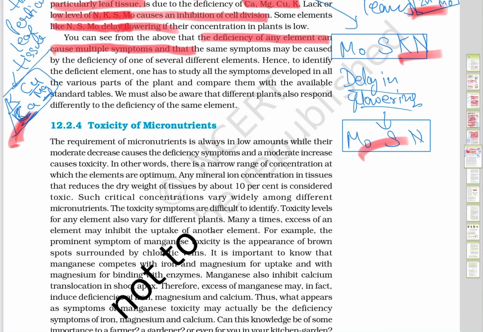Hence, to identify the deficient element, one has to study all the symptoms developed in the various plants and parts of the plants, and compare them with the available standard tables. We must also be aware that different plants respond differently to the deficiency of the same elements.